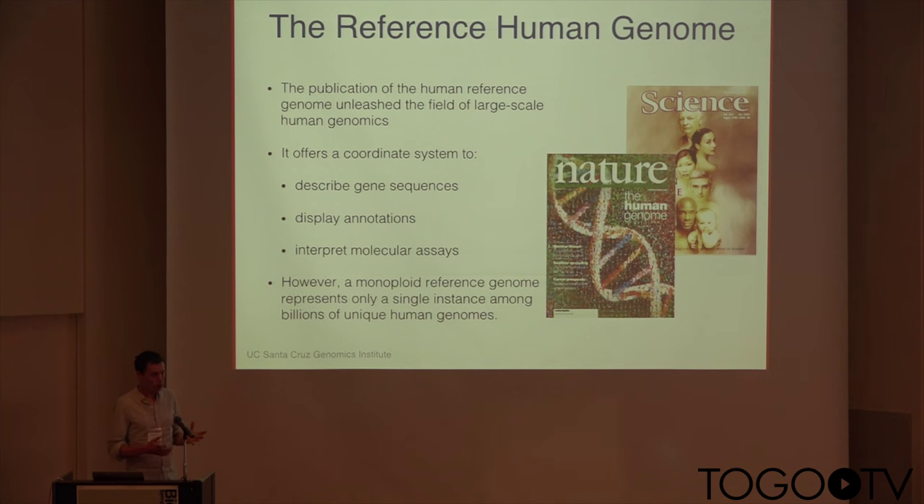So obviously we all know and love the reference human genome. It offers this global coordinate system in which to describe genes, to describe annotations. It's fair to say that it really does underpin everything we do in genomics. But at the end of the day, it represents one monoploid reference genome in a population of billions. And if you think of all the somatic genomes out there, trillions and trillions of extant instances of human genomes. And so, to do all of our comparison through the lens of that one genome seems, to many computational geneticists, a little crazy after 15 years.